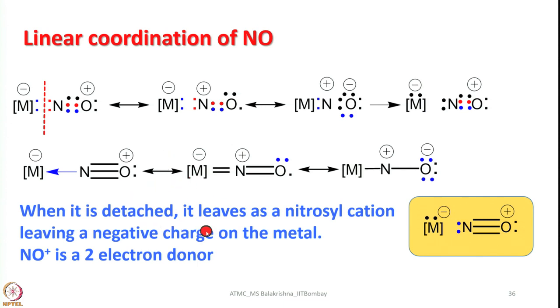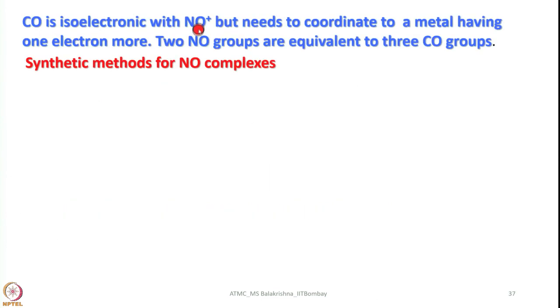When it is detached, it leaves as a nitrosyl cation, leaving a negative charge on the metal. In that context, NO plus is a 2 electron donor. If you just count the electrons, we have 10 electrons in NO plus, and similarly in carbon monoxide, 4 plus 6, 10 electrons are there in the valence shell. So it is obvious that both are isoelectronic, but NO plus needs to coordinate to a metal having one electron more. In order to generate the nitrosyl cation, it has to bind to a metal and give up that electron, and then it would be isoelectronic with carbon monoxide. That means 2 NO groups are equivalent to 3 CO groups.